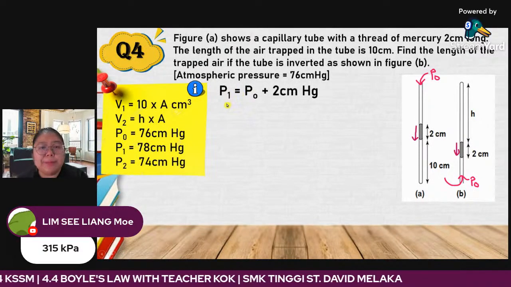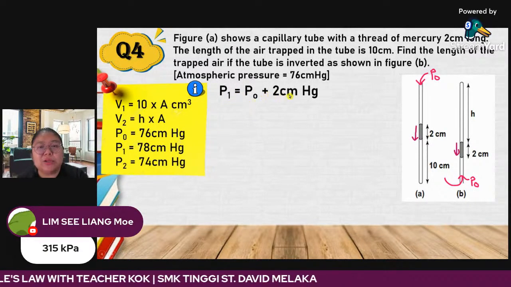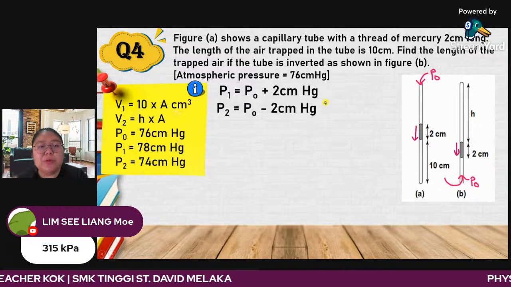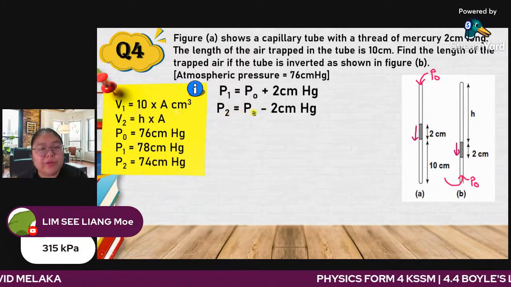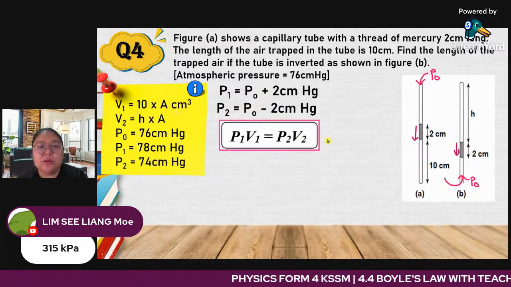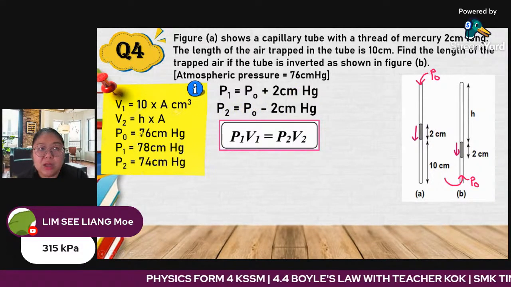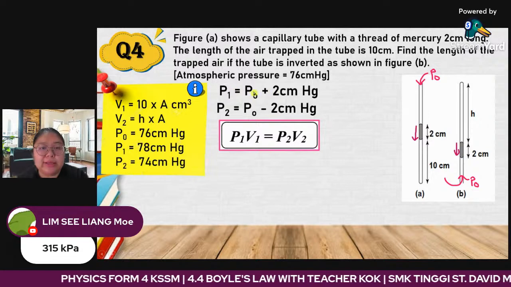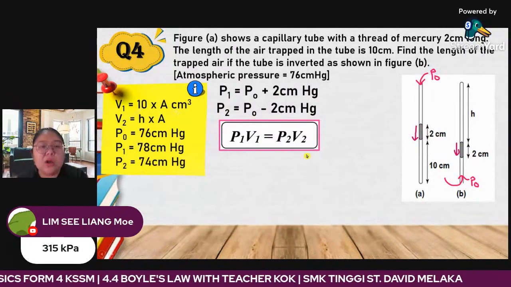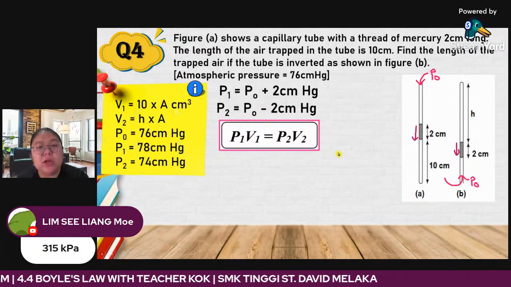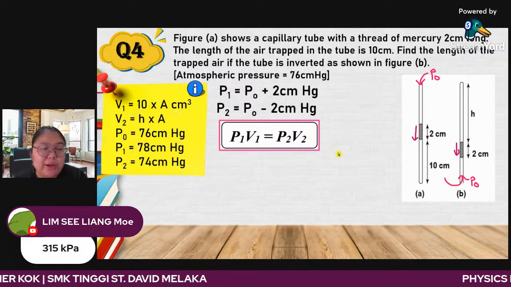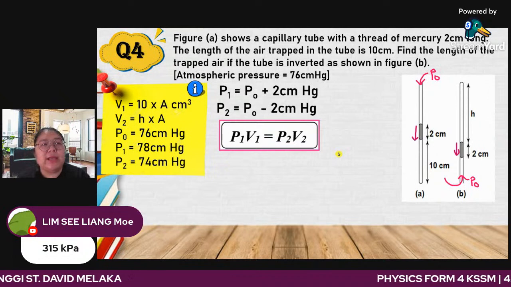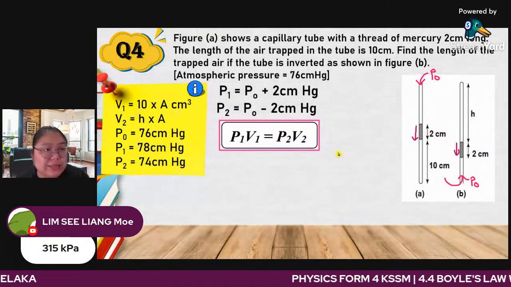I show you. P1 is P0 plus 2 cm mercury, so P1 becomes 78. P2 is atmospheric minus 2 cm. So you get the answer from the info here: one is 78, one is 74. We're using the same formula, so give me the answer for H, because the A later we can cancel each other.